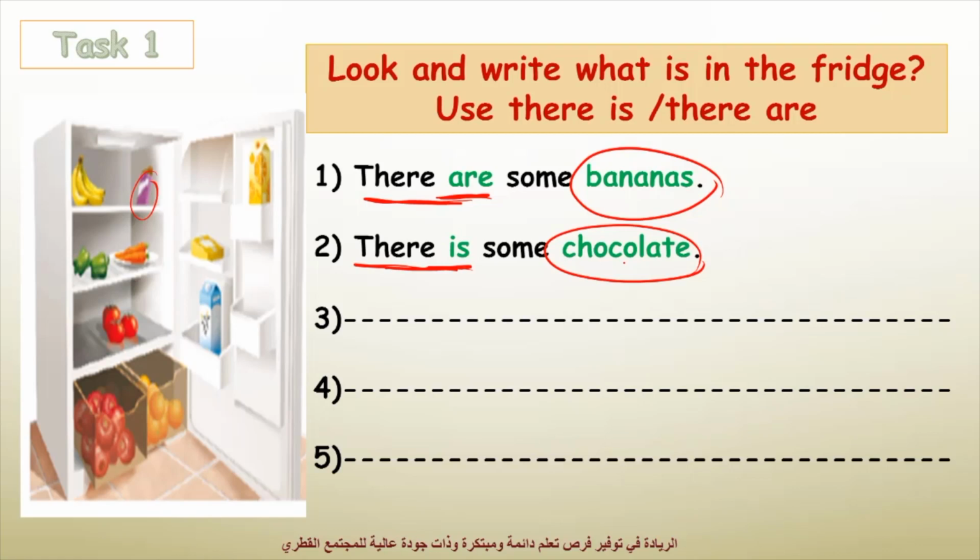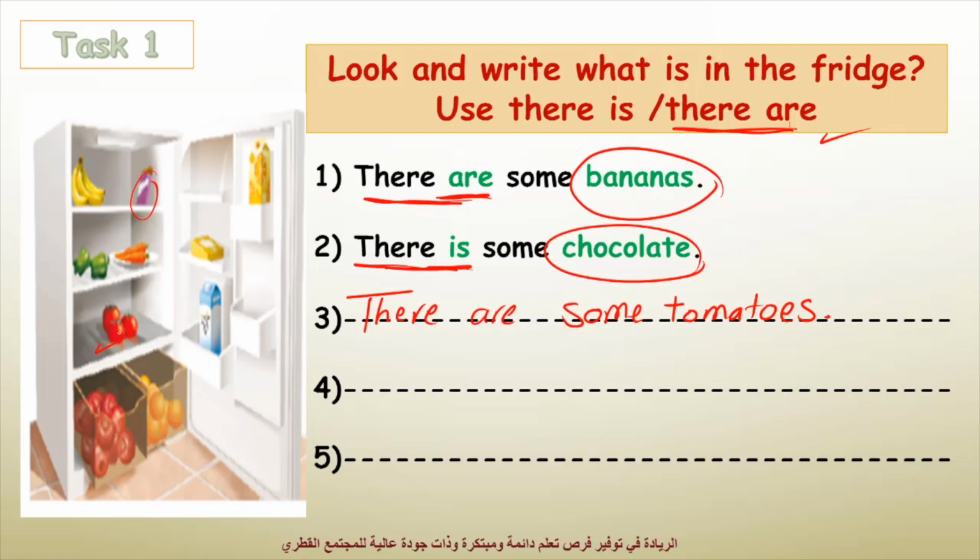Number 3. What should we write here? I'm going to talk about the tomatoes. How many tomatoes do we have here? Yes, 3 tomatoes. So I'm going to write a sentence about it using there are. So the sentence will be there are some tomatoes because tomatoes is a countable noun. So I use there are.